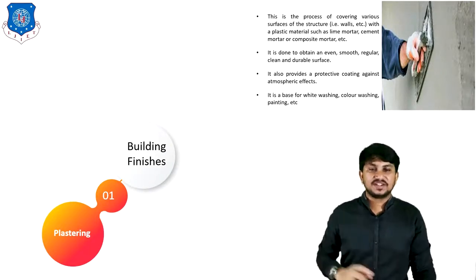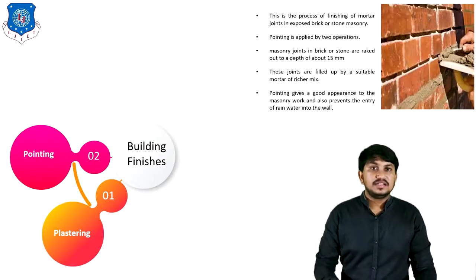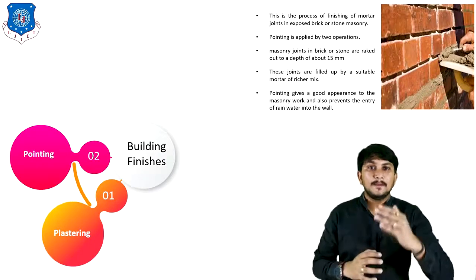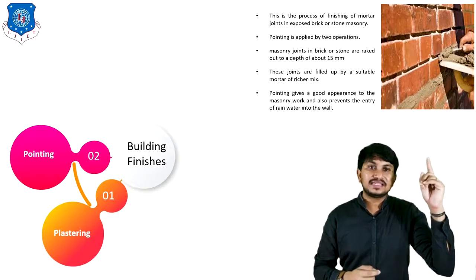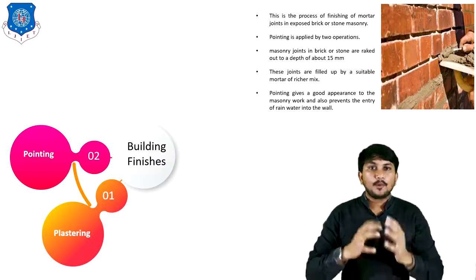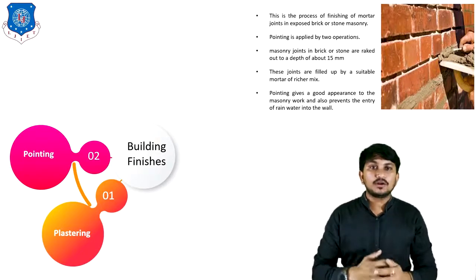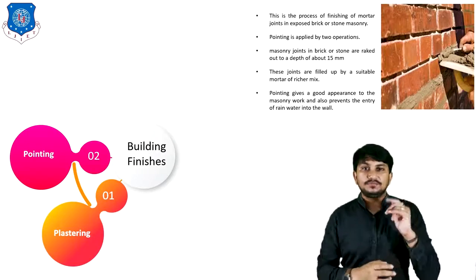So this is plastering. Next building finish is pointing work. This is the process of finishing mortar joints in exposed brick or stone masonry. In the figure you can clearly see the pointing work. Pointing is applied by two operations. Masonry joints in brick or stone are raked out to a depth of about 15 mm.